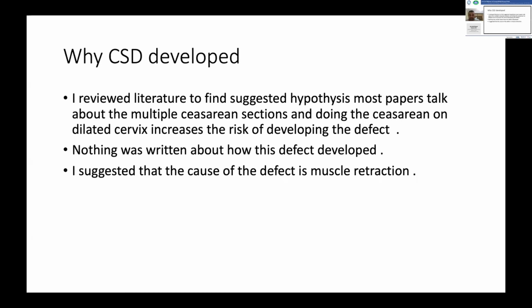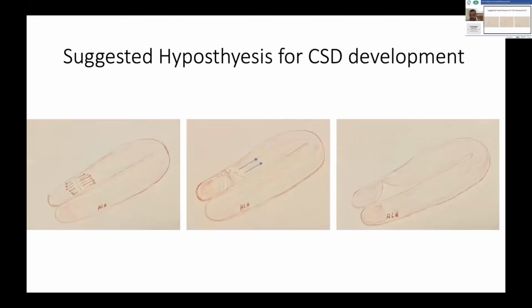So I suggested that the cause of the defect is actually muscle retraction. As we all know, during labor, the uterine muscles contract and retract. So this is suggestive, not proven, but that's what I noticed: after cesarean section, the uterine wall muscle retracted upward to develop this defect.